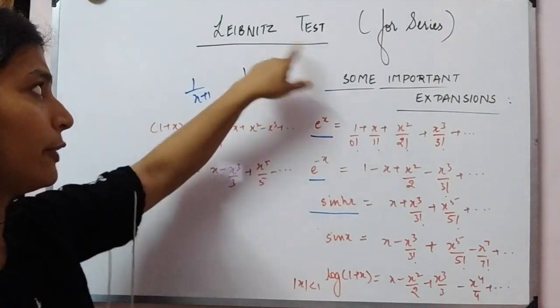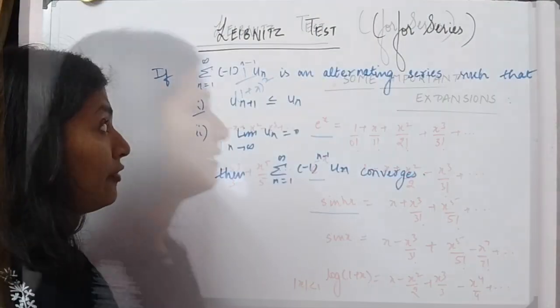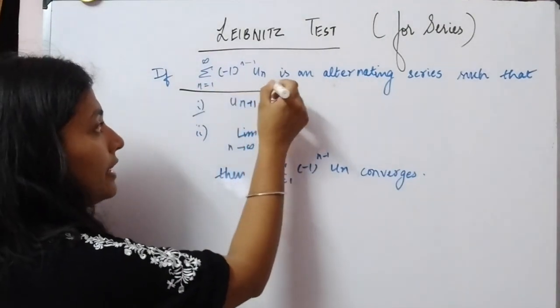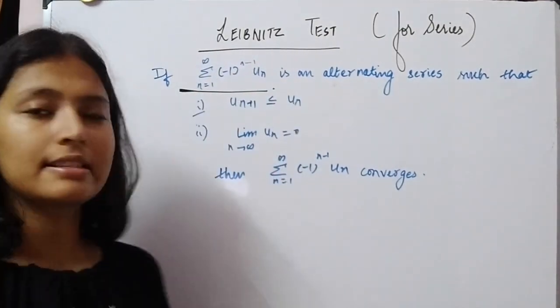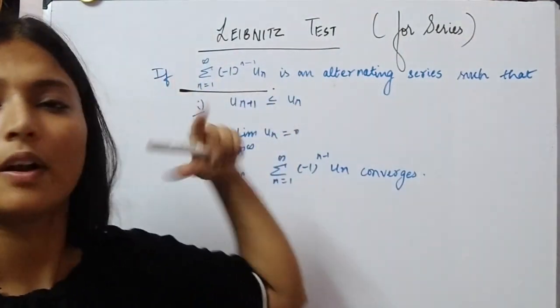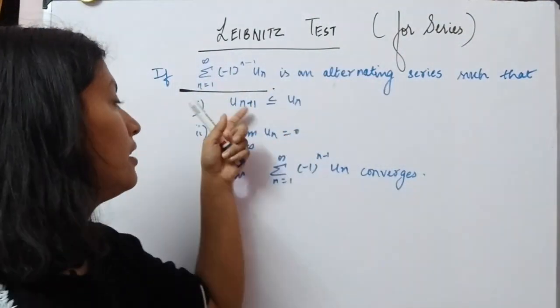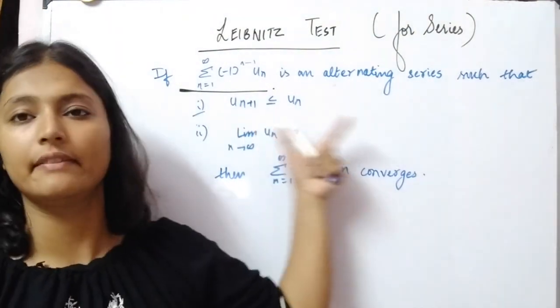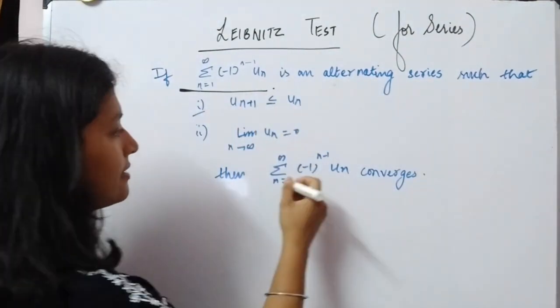Let's move to the main topic, that is the Leibniz test. The definition clearly says: if we have an alternating series, so clearly this test is for an alternating series, that is with alternating signs, then two conditions must hold. Then we can apply the Leibniz test and say that the series converges.